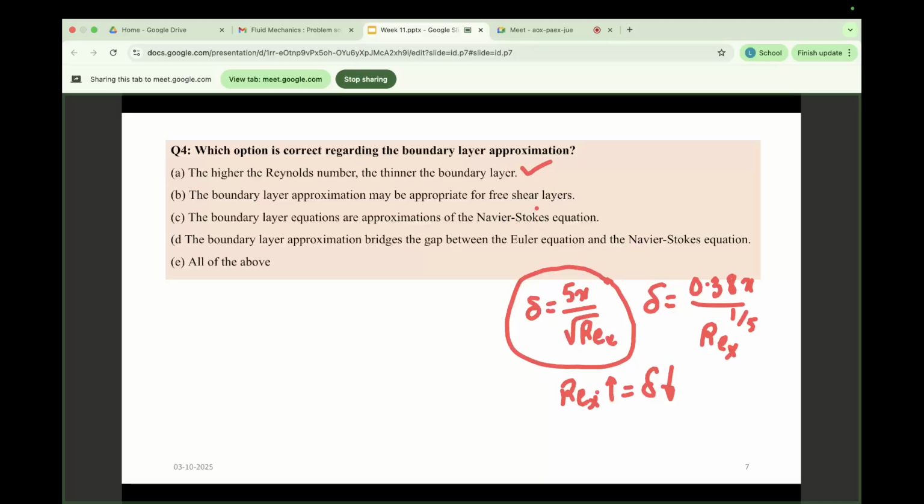The boundary layer approximation may be appropriate for a free shear layer. Yes, it is also correct, because if you talk about a jet, you have seen a jet. In this jet, the boundary layer approximation also holds good. This free shear layer means jet flow, or you can say wake flow.